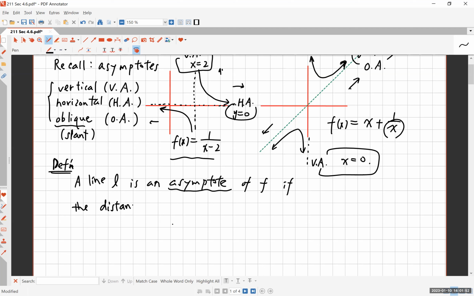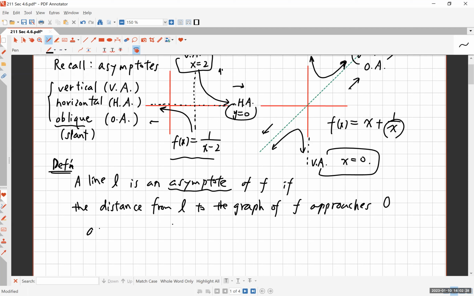So one version of an unofficial definition would state something like this: a line L is an asymptote if the distance from L to the graph of F approaches zero. So you want the distance to approach zero. You want the asymptote to get closer and closer to the graph of the function f, right? I mean, after all, that's what the asymptote is. It's a line that the graph gets closer and closer to.